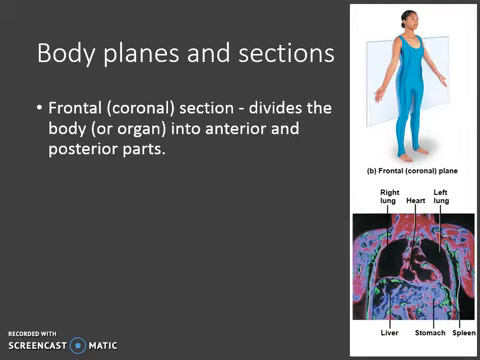The next plane or section is the frontal or coronal section, and this just divides the body or an organ or a structure into anterior and posterior parts. So you can see in this image here, this is produced using a frontal plane type of view. And you can see the lungs and the heart, you've got the liver down here and the stomach. The head would be up here, and these are the shoulders and arms on either side.